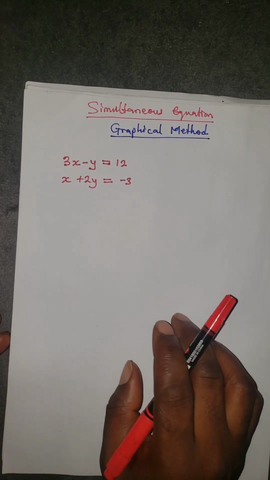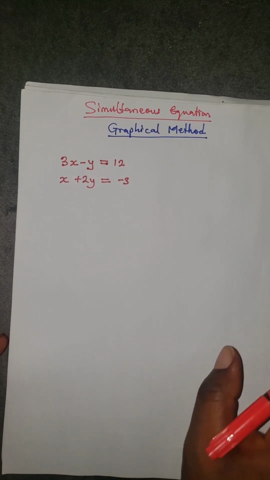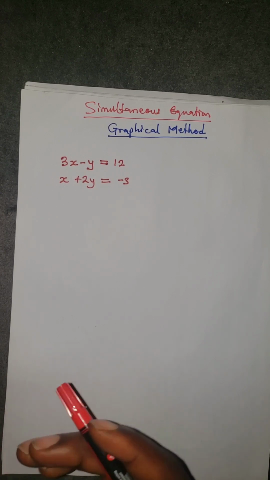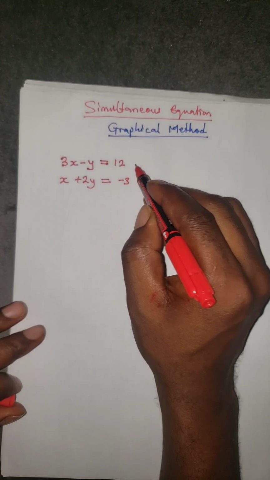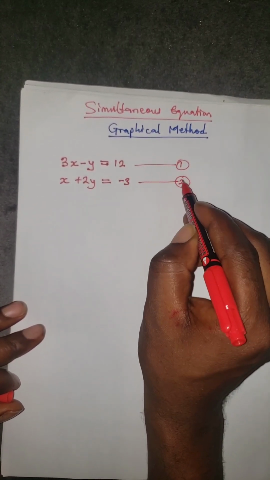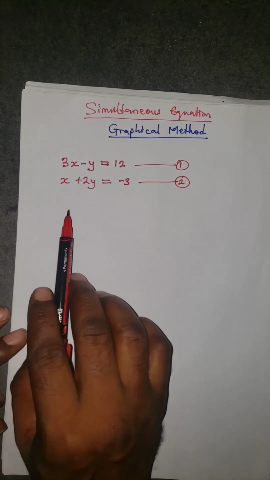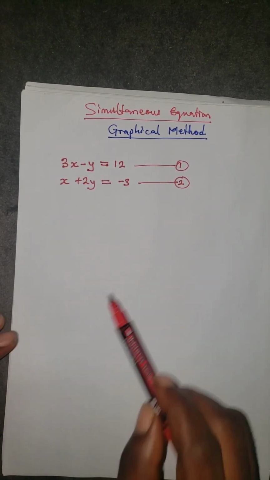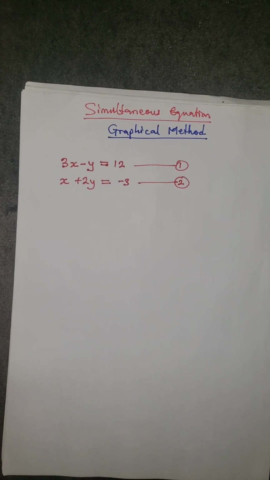Remember what I said in that class, that you don't need to have up to 5 or 7 values of x. You can just get up to 3 or 4. That will help you to plot your graph. So let's call this one equation 1 and this one equation 2. We are going to create the table for equation 1, and we are also going to create the table for equation 2. So let us do that.